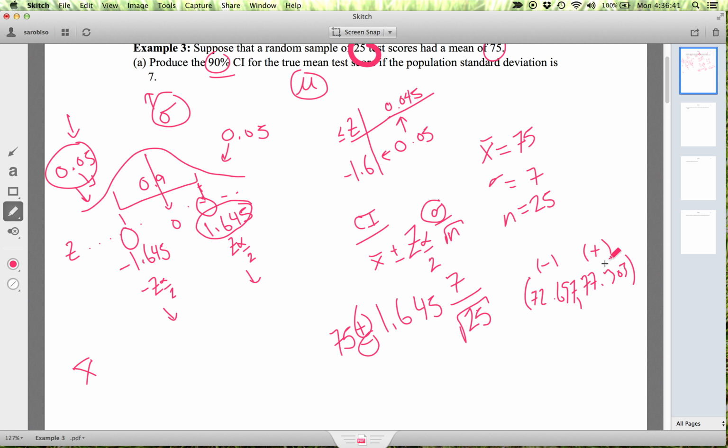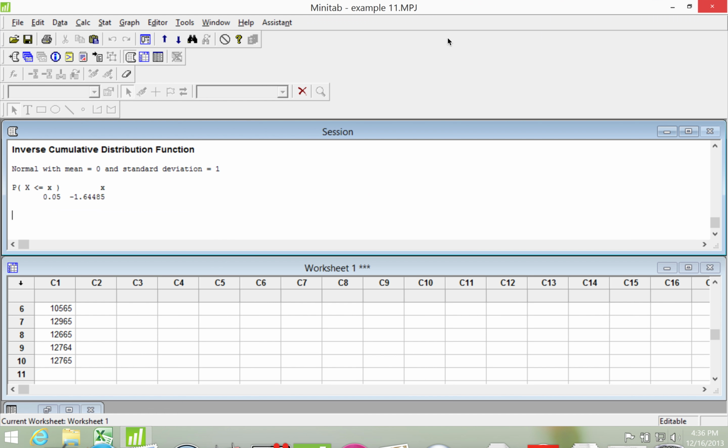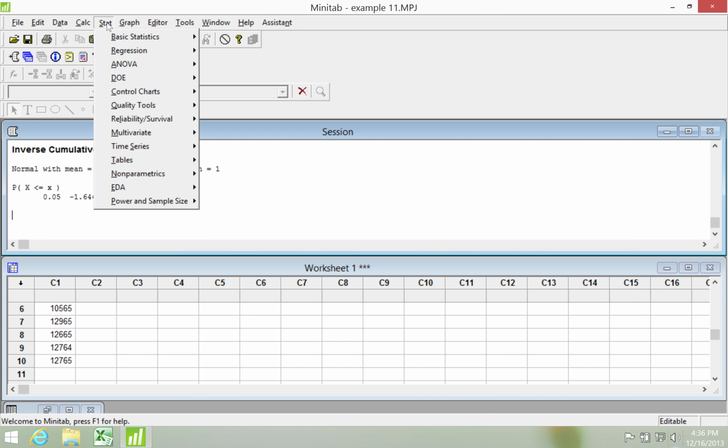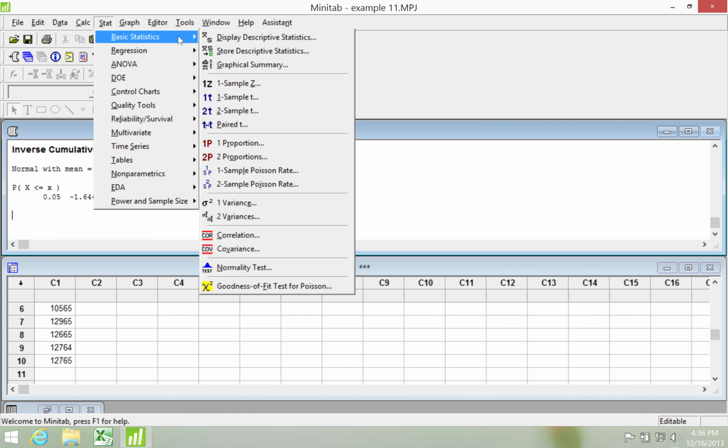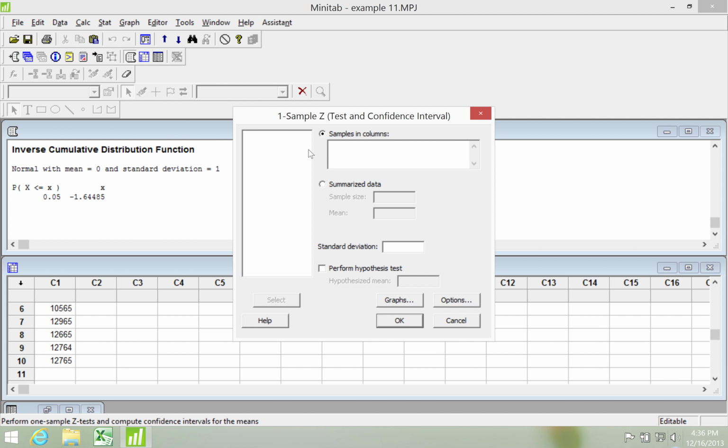Of course, this can be done in Minitab quite simply by going up to the stat option, basic statistics, a one sample z because we are using the standard normal table, and putting in our information.